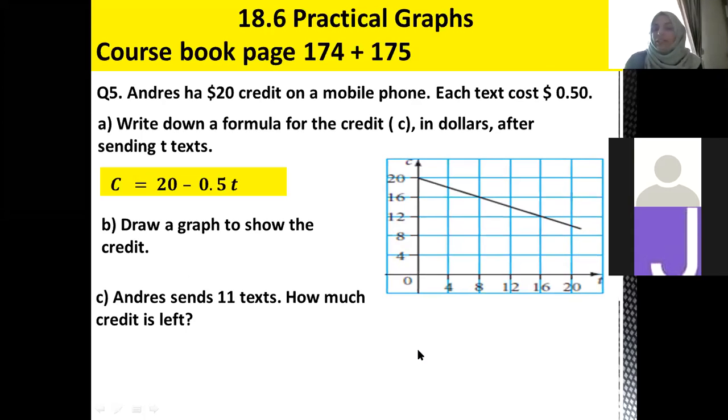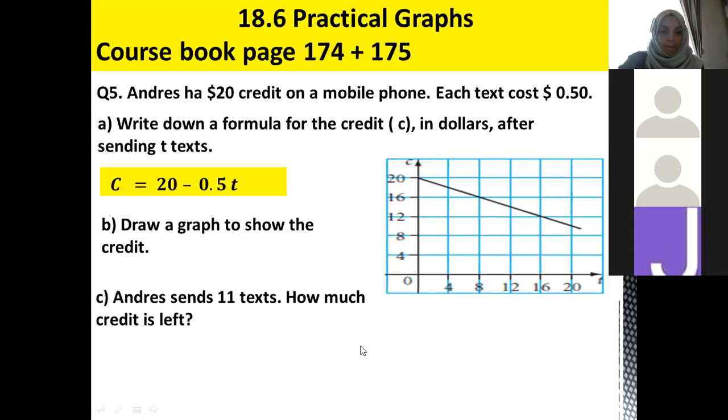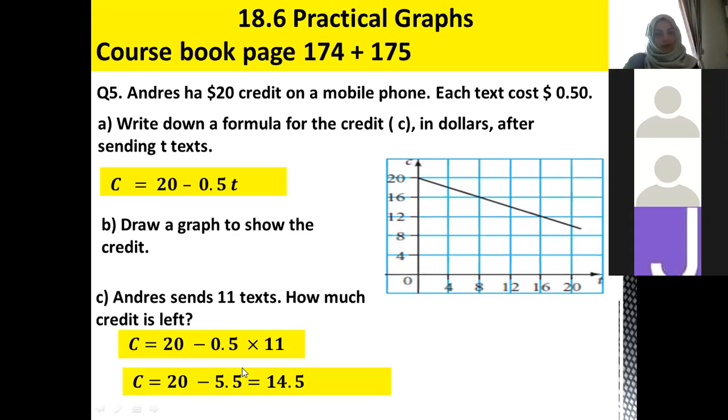Andres sent 11 texts. How much credit is left? Who can help me? He sent 11 messages, so how much credit? Selena. So we will do 20 minus 0.5 times 11, which equals 14.5. Excellent. That's right. 20 minus 5.5, which is 14.5 US dollars.